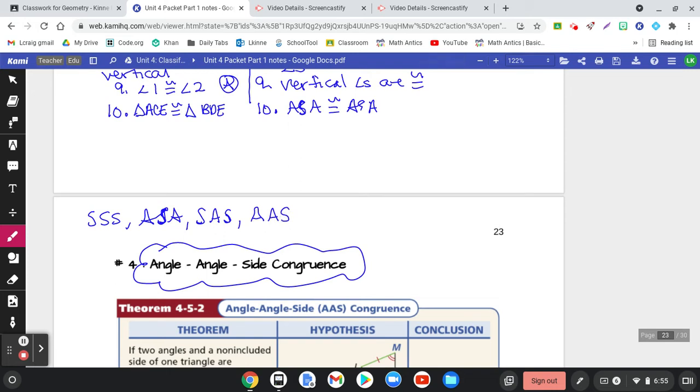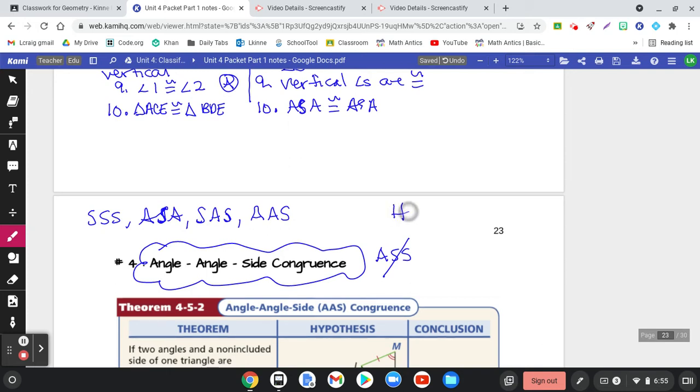And one way to remind my students that it's not angle, side, side, that spells a bad word. We don't want to be swearing in class. So angle, side, side is not a way to prove it. But these, and then there's one more called hypotenuse leg, which we'll talk about next week. But those are the four main ones. Side, side, side, angle, side, angle, side, and angle, angle, side. We don't want to spell a bad word, even if we write it this way, side, side, angle. It's still a bad word, forwards and back.